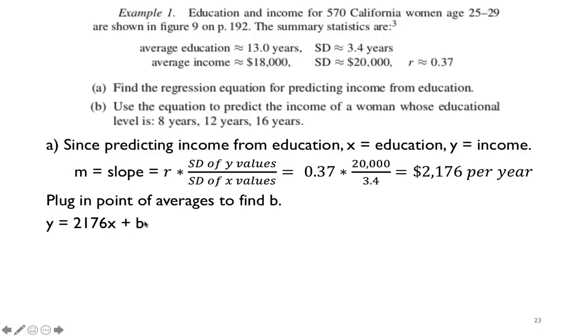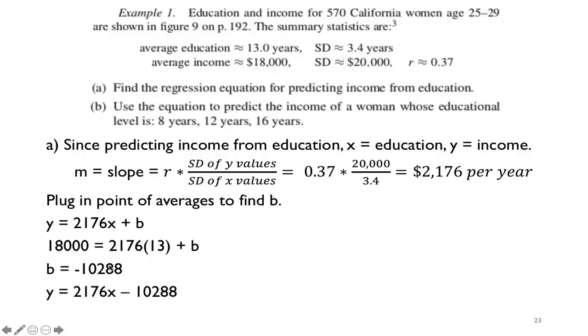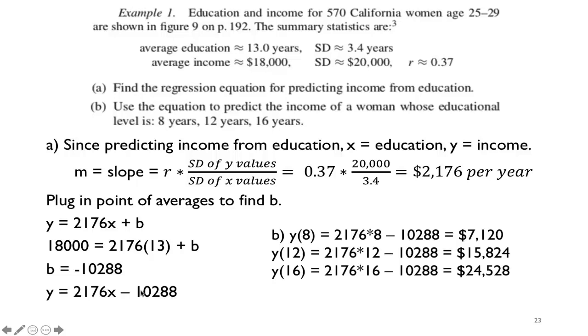To find b, we plug in the point of averages, and in this case the point of averages is 13, 18,000. That's because the average is 13 years of education and $18,000 of income. So plugging in the point of averages, we can find that b is this number. So here's my function with the slope and the y-intercept, and now I can use it to make predictions.